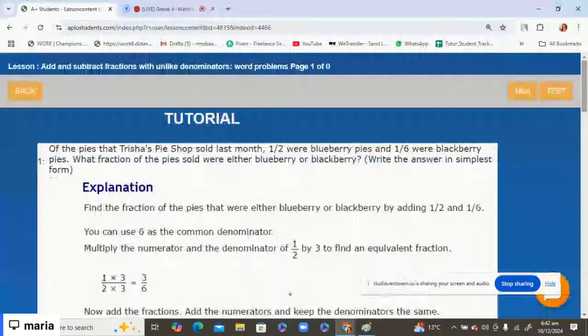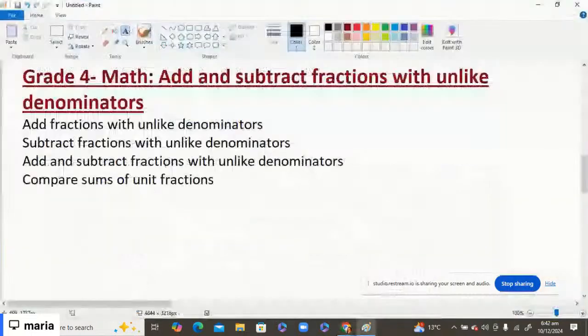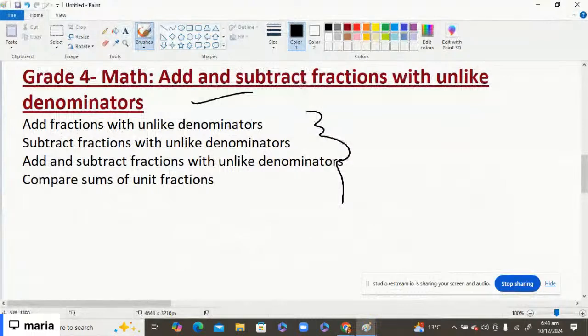So today we are here for grade 4 maths, and we discussed adding and subtracting fractions with unlike denominators. Here are the 4 lessons. Today we discussed add fractions with unlike denominators, subtract fractions with unlike denominators, add and subtract fractions with unlike denominators, and compare sum of unit fractions.